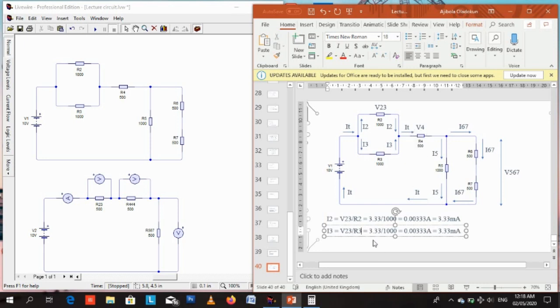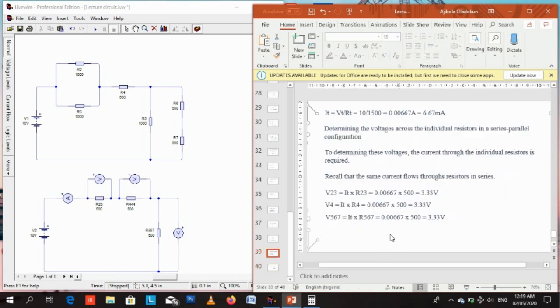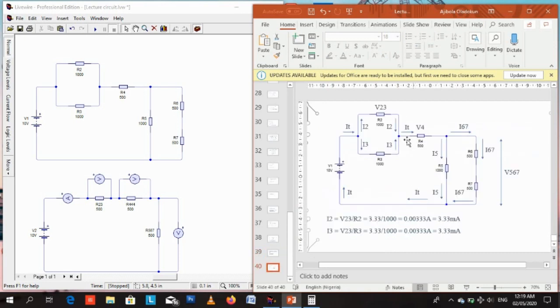R2 and R3 are in parallel, so it's the same voltage. So V23 is across both R2 and R3. R2 and R3 have the same voltage because they are in parallel, and that voltage is V23. So the current will be the same.